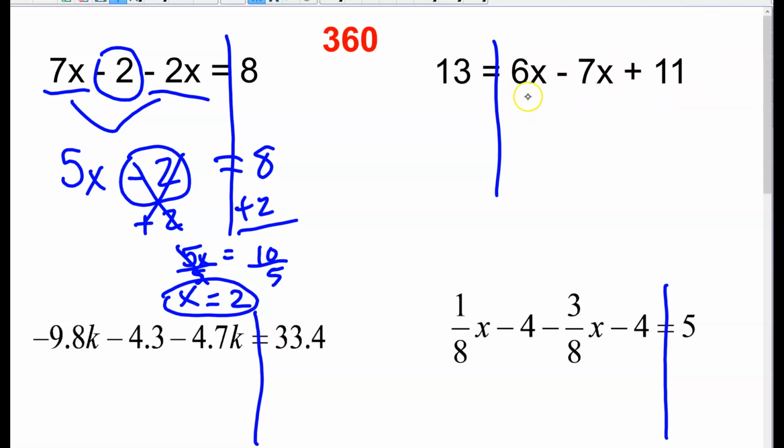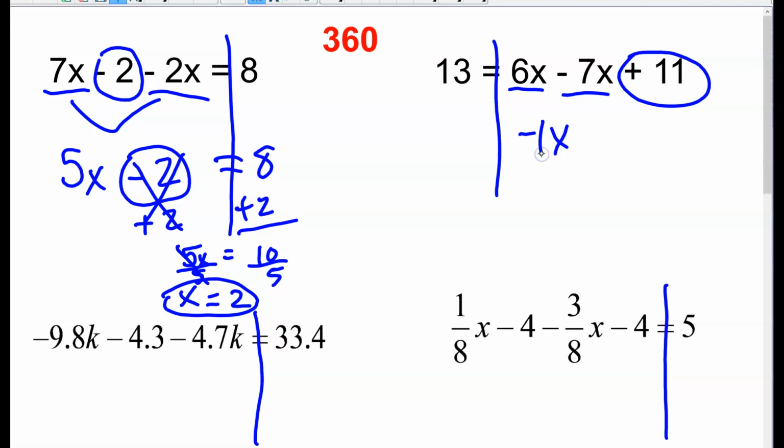There's multiple terms on the right-hand side this time. So I've got a 6x and a minus 7x and then a plus 11, okay? I identified the ones that are like terms by marking them the same way here. Be really careful, right? If you have a 6x and then minus 7x, 6 minus 7 actually ends up being negative 1 or just negative x, okay?